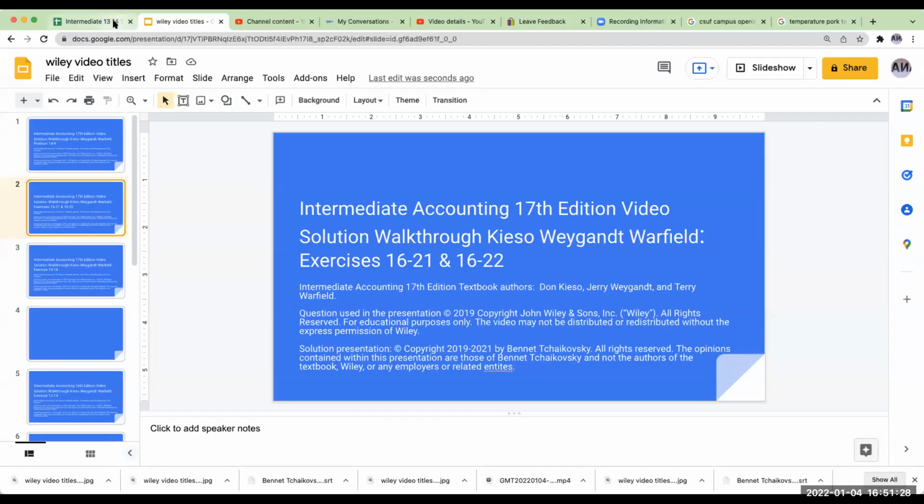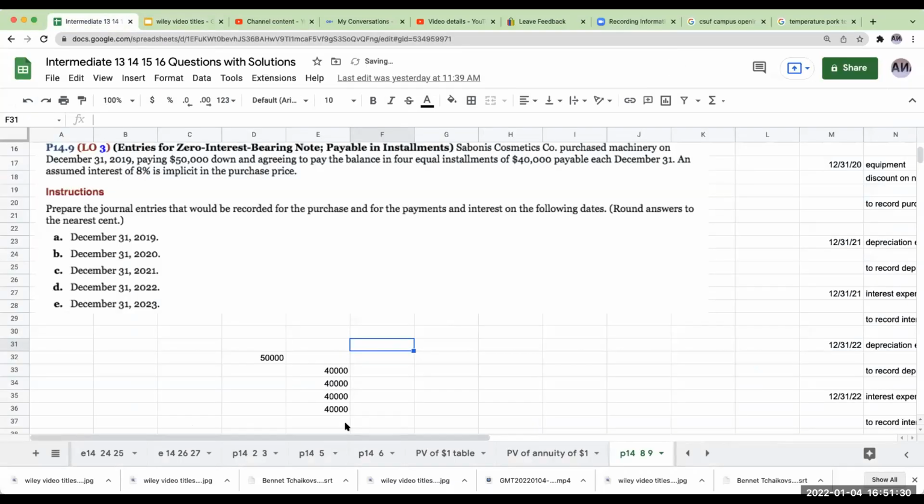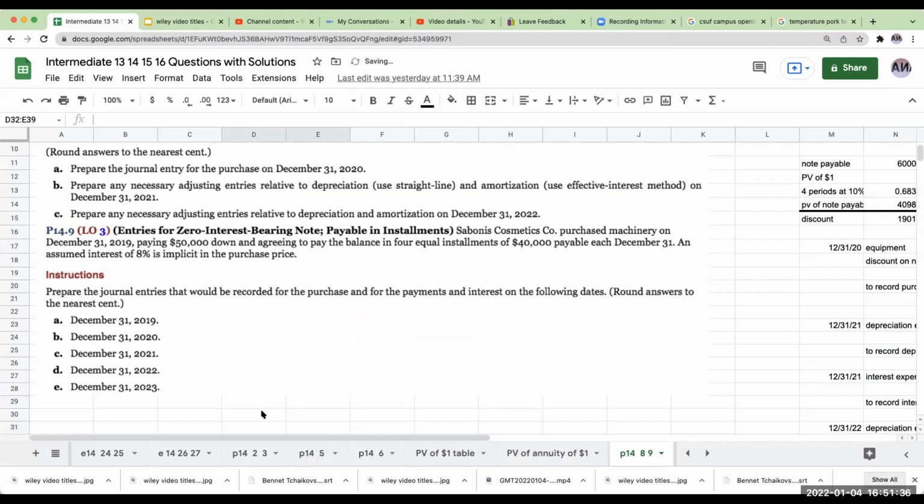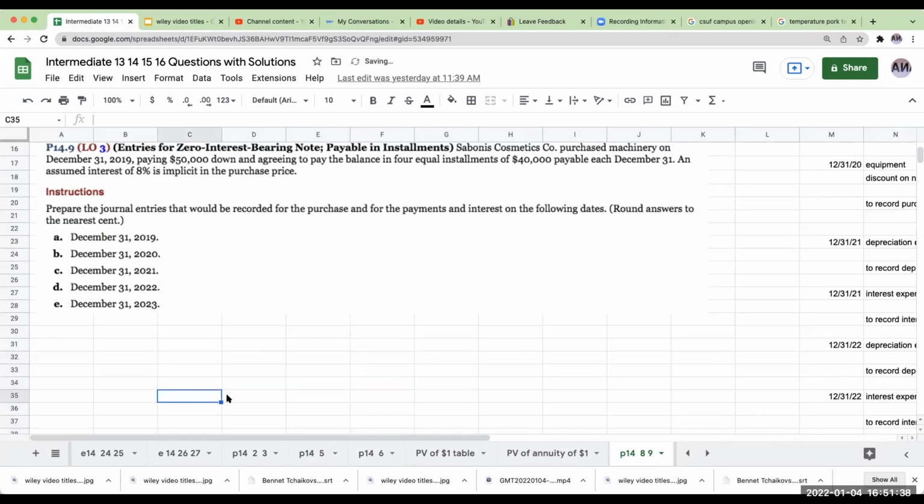So right over here, I have entries for a zero interest bearing note. Sabonis Cosmetics purchased machinery on December 31st, 2019, paying $50,000 down and agreeing to pay the balance in 4 equal installments of $40,000 payable at each December 31st. An assumed interest rate of 8% is implicit in the purchase price. Prepare the journal entries that would be recorded for the purchase and for the payments and interest on the following dates. Round answers to the nearest cent.